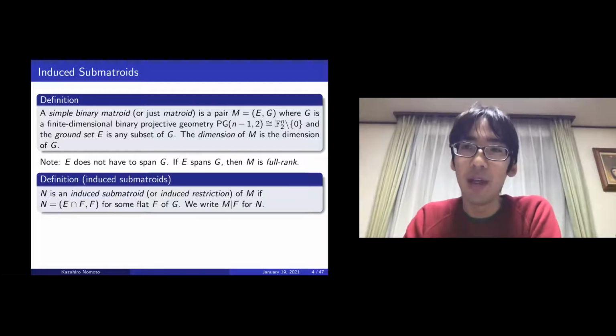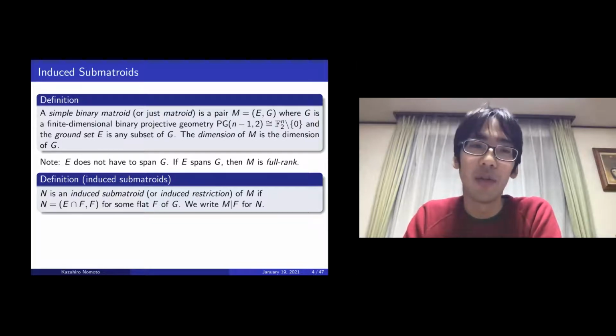In this slightly non-traditional definition of simple binary matroids, I have this explicit ambient space, so I can define what an induced submatroid is by simply picking a subgeometry or flat or subspace, depending on how you see it, of this ambient space G. I take a flat F and I take the intersection of F and E. That determines your induced submatroid, and I'm going to write M restricted to F for this induced matroid.